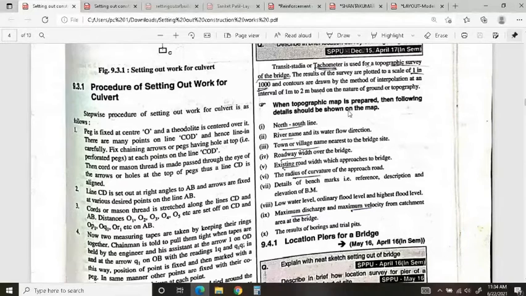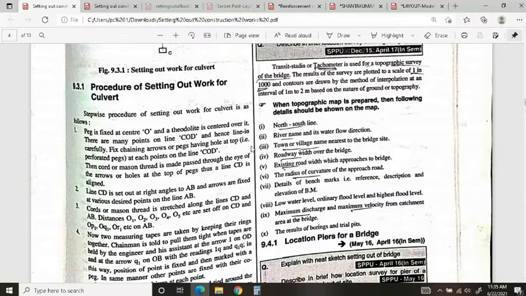So when the topographic map is prepared, the following details should be shown on the map. If you open your Google map, you can see all the topographical features, either it may be an existing road, mountain, lake, river, any national highways, state highways, railway tracks, etc. So what are the important things that should be present in your map? That is a topographical map.